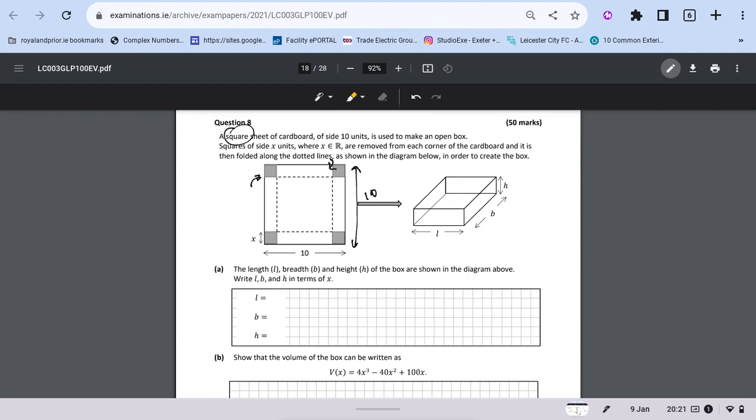So the base isn't 10 centimeters long or 10 centimeters wide. It's got two of these wee chunks, x, taken out of it. Now, say if the two wee chunks were 1 centimeter, that means that would be 8. How did you get that? 10 minus 1 minus 1. So same thing here. It says in terms of x. In terms of x means leave x in your answer. So your length is going to be 10 minus x minus x.